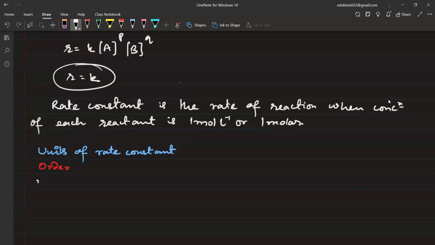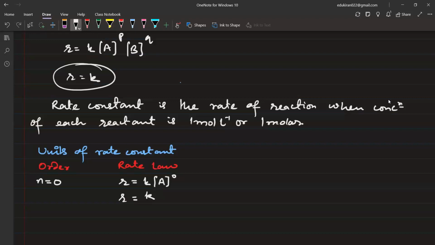So let us suppose order is equal to 0. Then the rate law expression will be R equals K into the concentration of A to the power 0. So this will become R equal to K. Because A to the power 0 is equal to 1. Anything to the power 0, whatever units are present, will also become equal to 1 only. So A to the power 0 will be finished. It is not dependent on the concentration.